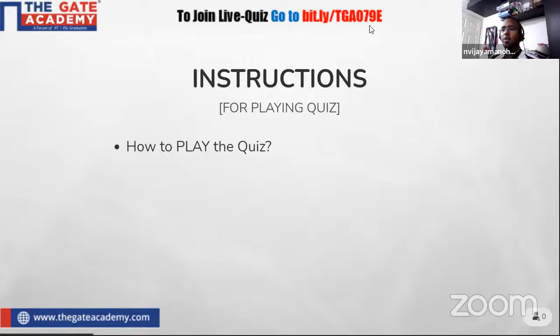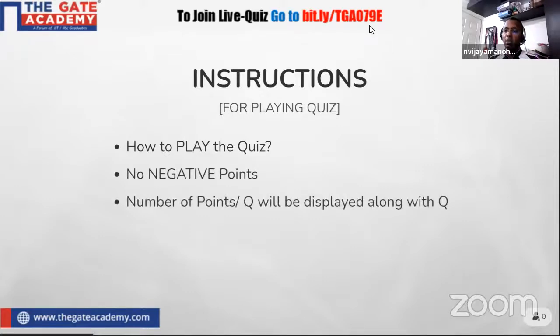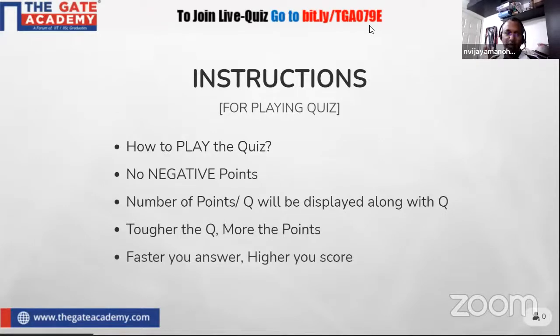So how to play the quiz? All of the questions are going to be either multiple choice questions or numeric type questions. You'll be given 2 minutes per question. There are no negative points. The number of points per question will be displayed along with the question, and tougher questions are going to have more points. And faster, that's going to make the quiz interesting. The faster you give the answer, the more is going to be your score. Okay, so let's get started.